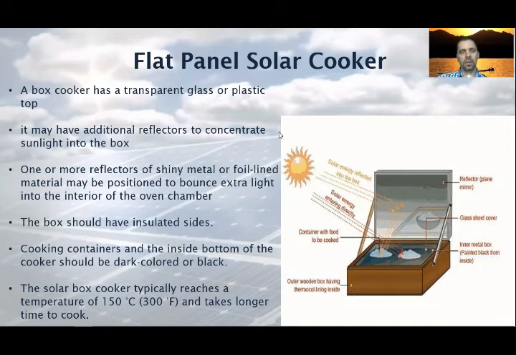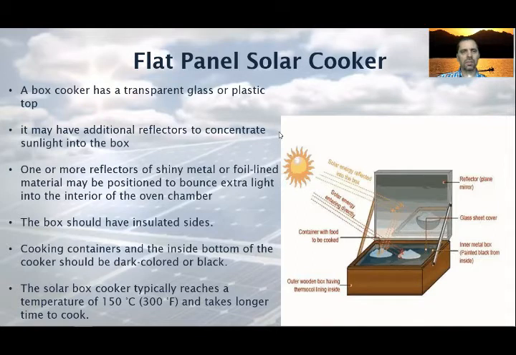A box cooker has a transparent glass or plastic top. It may have additional reflectors to concentrate sunlight into the box. One or more reflectors of shiny metal or foil-lined material may be positioned to bounce extra light into the interior of the oven chamber. The box should have insulated sides.